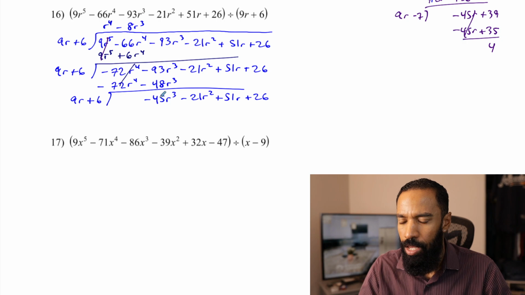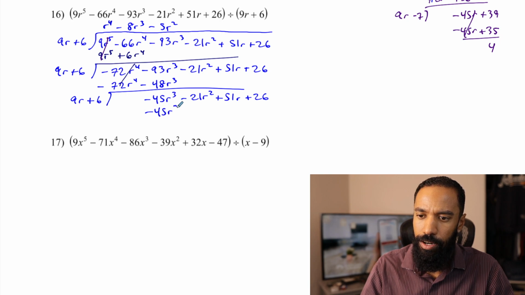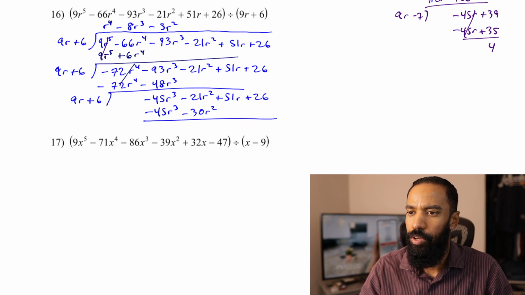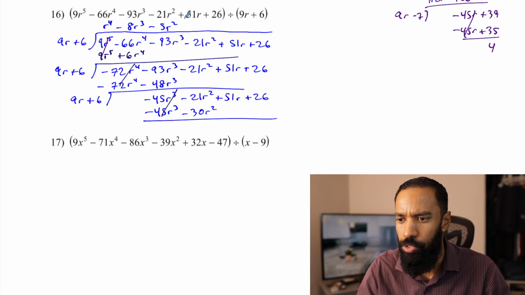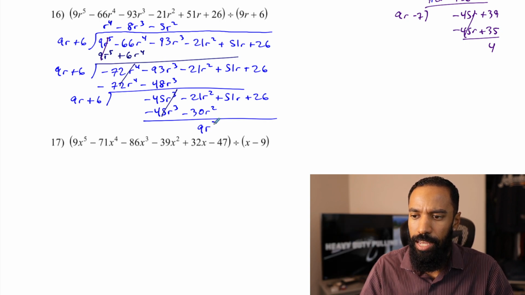I will keep talking. 9r goes into negative 45r cubed, negative 5r squared times. So that's negative 45r cubed, and then minus 30r squared. There's a lot of pressure in getting these things right if I want to make a solution guide video. I don't want to mess you up. So minus the negative is plus. That will be plus 9r squared.